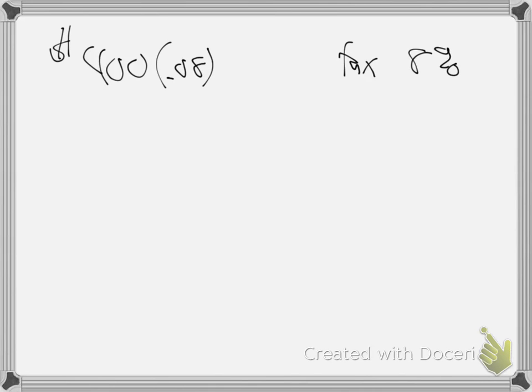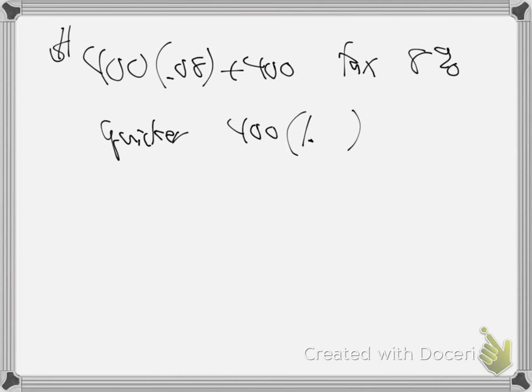And then add back the original 400. Right? Times 0.08 would give you the tax, and you add back the original 400. You could do that. That's right. That's okay. But it's much quicker to just take the 400 and multiply by 1.08.